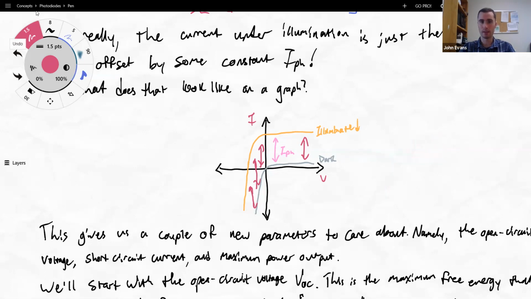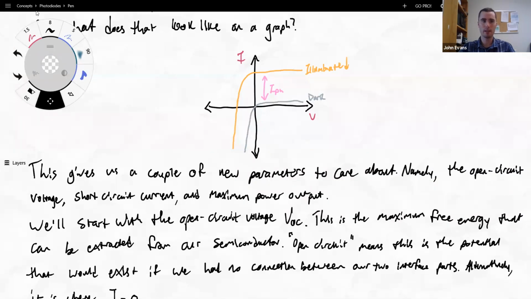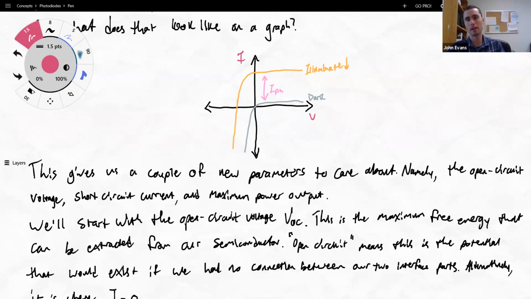That is what it looks like under the illumination. So this graph looks very similar to the one that we've been interested in, but there's a couple of new points here. Remember, like before, we were interested in I naught, which is what this levels off to down here, right? But now it levels off to something else.